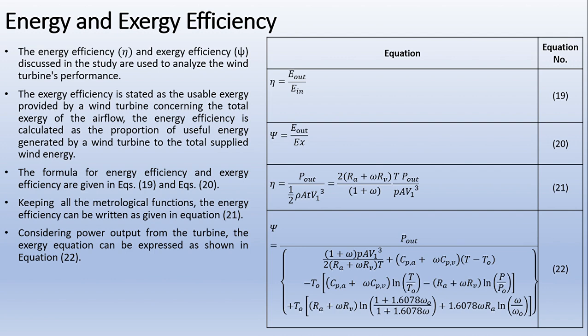Now, keeping all the meteorological functions, the energy efficiency can be written as shown in equation number 21. Also, considering the power output from the turbine, the exergy efficiency can be expressed as in equation number 22.